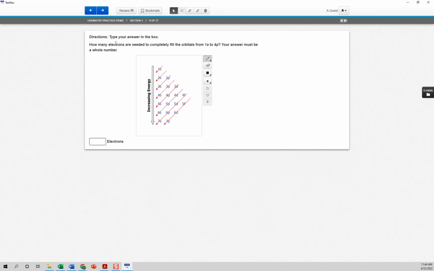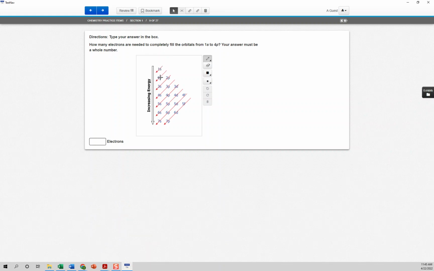Now, another thing we want to understand for this question is, I don't really like the wording of this, but it's just the way it is. It says, how many electrons can you completely fill the orbitals from 1s to 4p? And let's understand that it's not stopping at 4p, it's including 4p. So we're going from 1s all the way through and including the 4p sublevel. So again, 2 for the S, 6 for the P, 10 for the D. And just follow the arrow, okay?